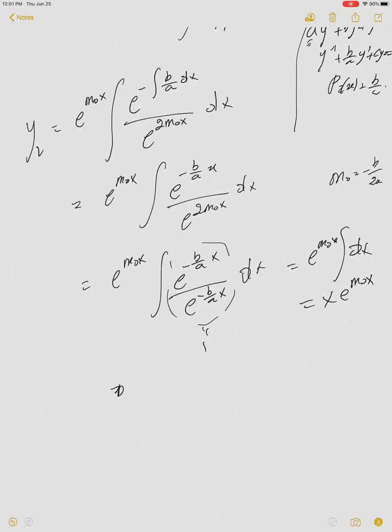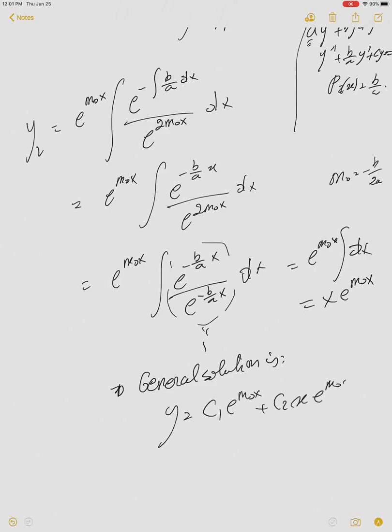So this implies that the general solution is y equals c1 e to the m0 x plus c2 x e to the m0 x.